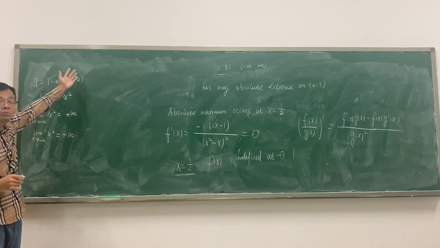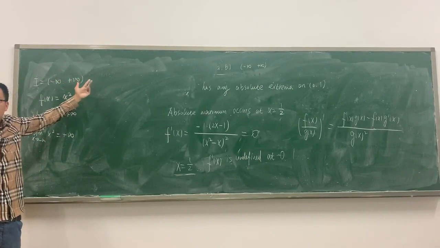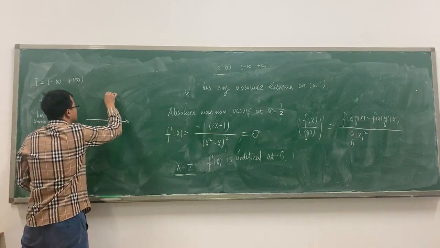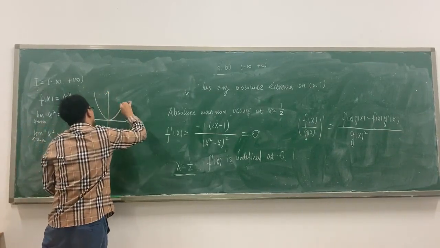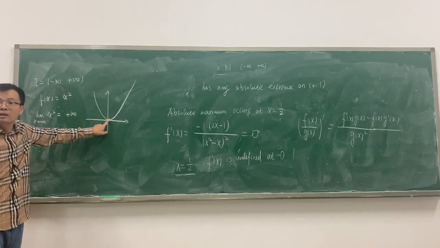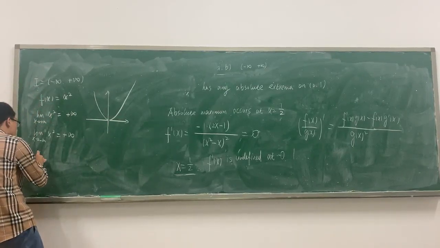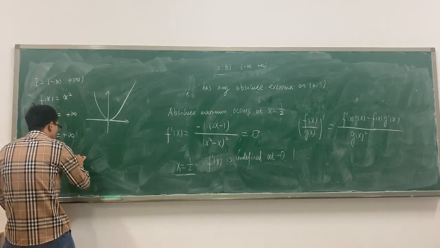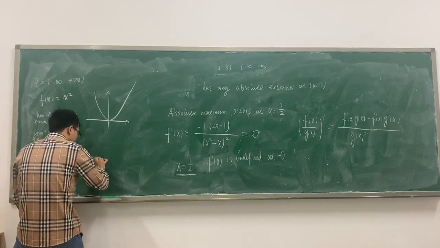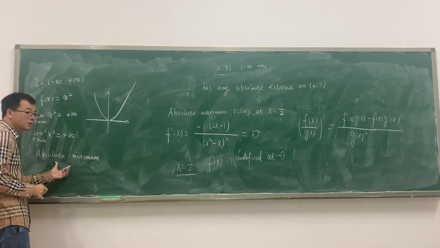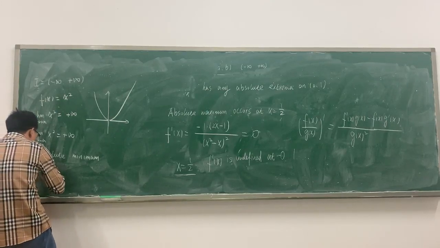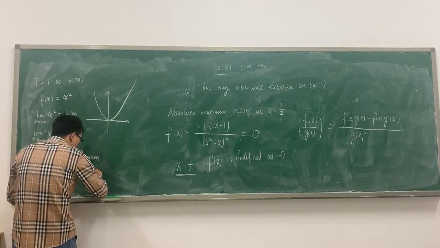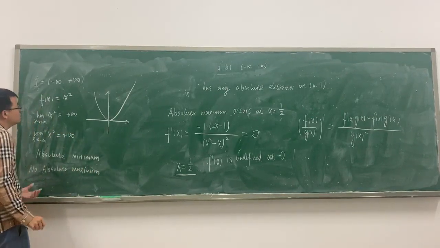So the left goes to plus infinity, the right goes to plus infinity, so actually the graph is like this. So for this function we have an absolute minimum, but no absolute maximum. This is the first case.